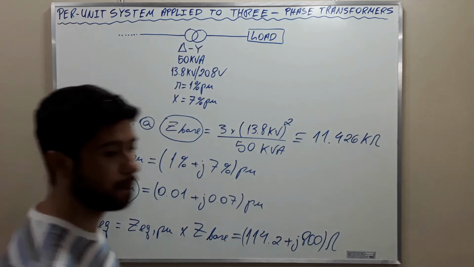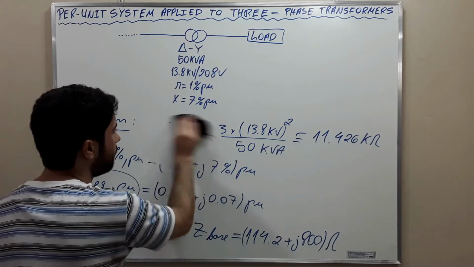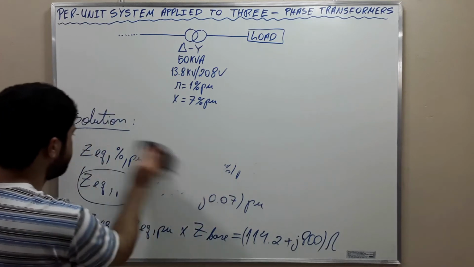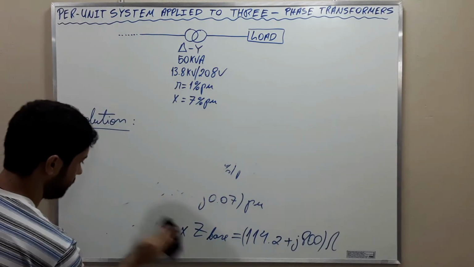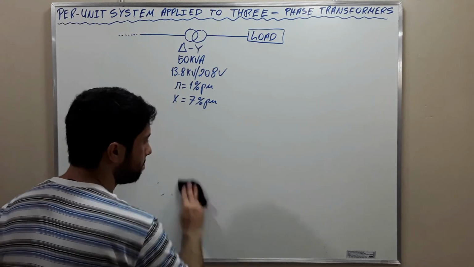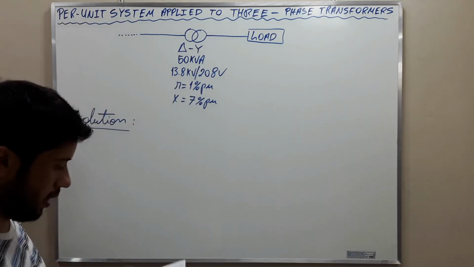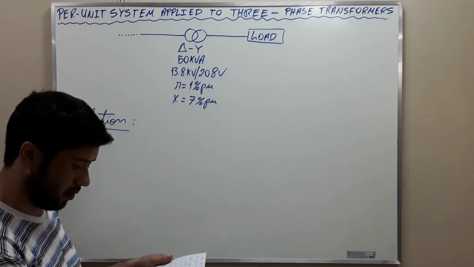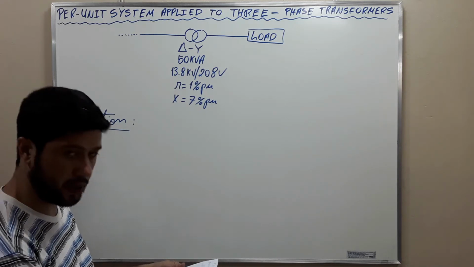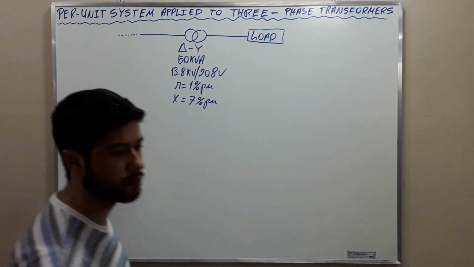Now let's go to letter B. What does letter B want? Let's see what letter B wants. Letter B wants us to calculate the transformer's voltage regulation at full load and 0.8 lagging power factor. Okay, let's go.